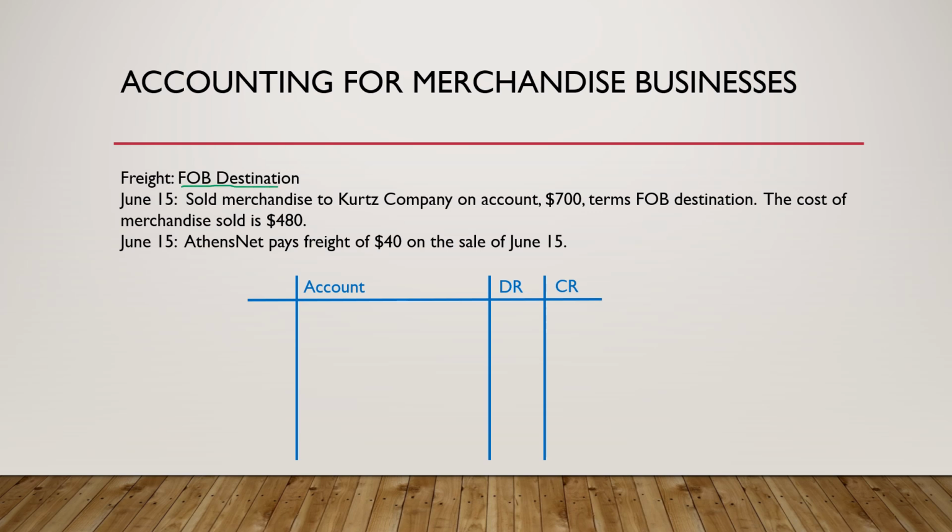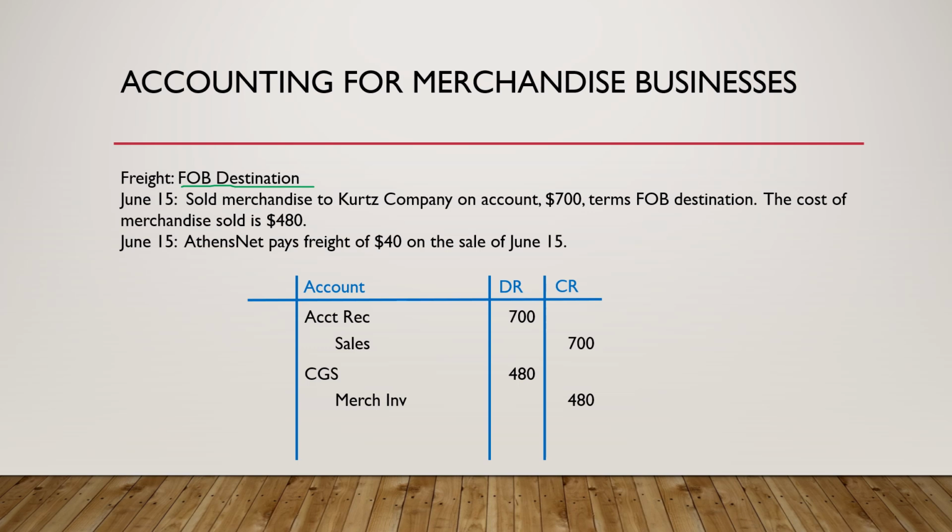FOB destination. On June 15th, we sold merchandise to Kirk's company on account, $700, terms FOB destination. The cost of the merchandise sold is $480. Record our credit sale as we've always done. Debit AR and credit sales for $700, and debit CGS and credit merchandise inventory for $480. No early payment discount here, so just use the gross amounts.